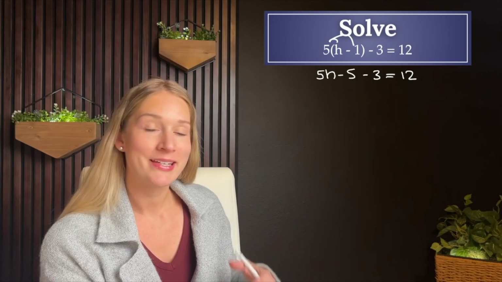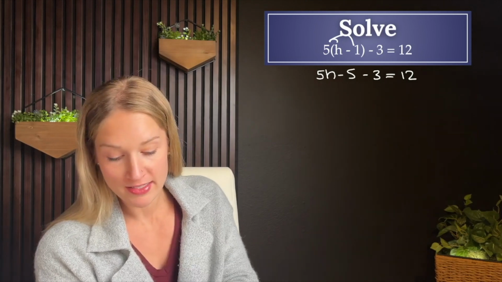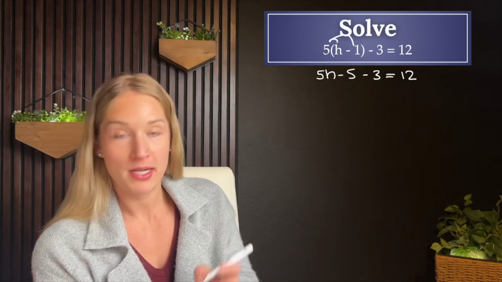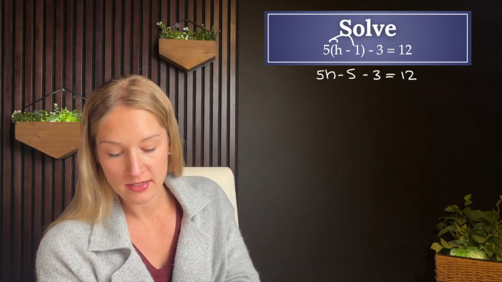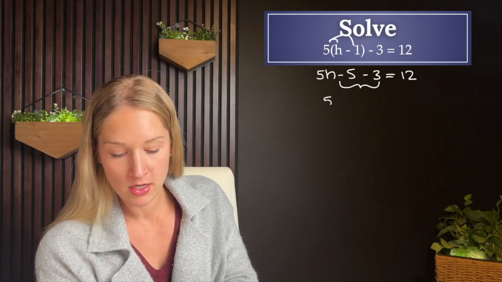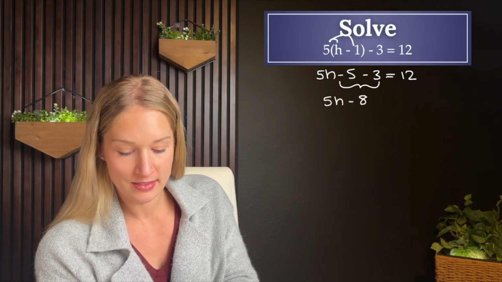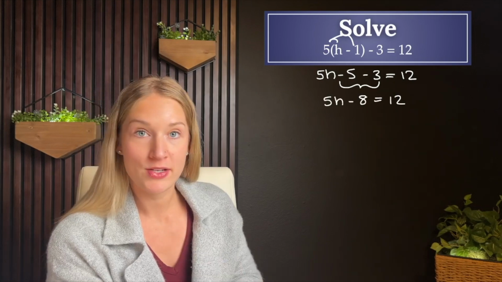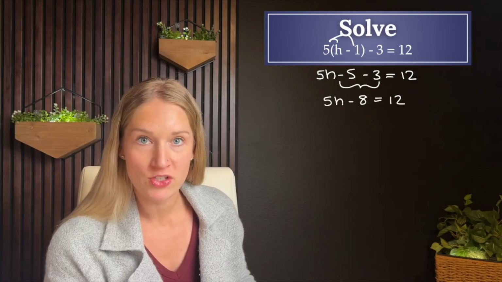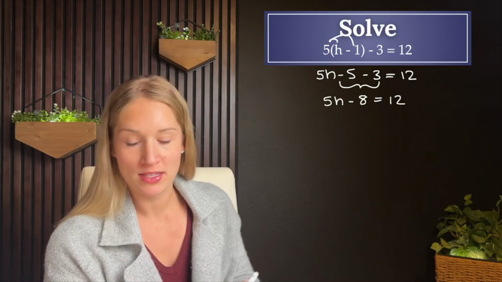On the left, I can keep simplifying because I have like terms. So I combine those like terms. I've got -5 minus 3, which gives me -8. And now that the left side is totally simplified, there's nothing else I can do. Now is when I can start moving things over.